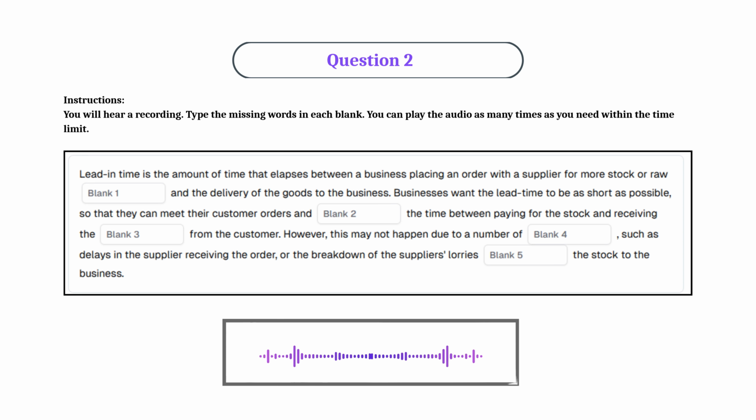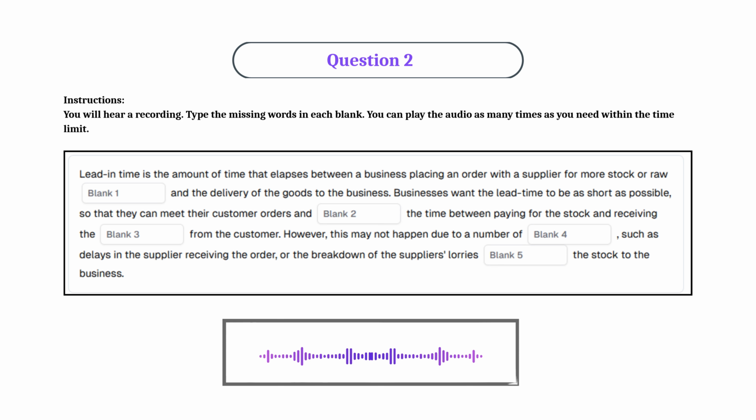Lead time is the amount of time that elapses between a business placing an order with a supplier for more stock or raw materials and the delivery of the goods to the business. Businesses want the lead time to be as short as possible, so that they can meet their customer orders and minimize the time between paying for the stock and receiving the feedback from the customer.